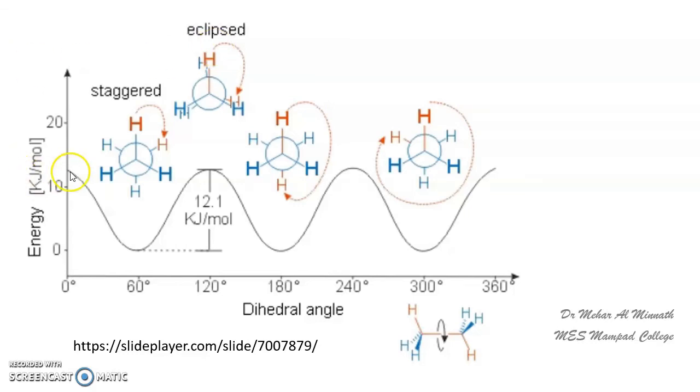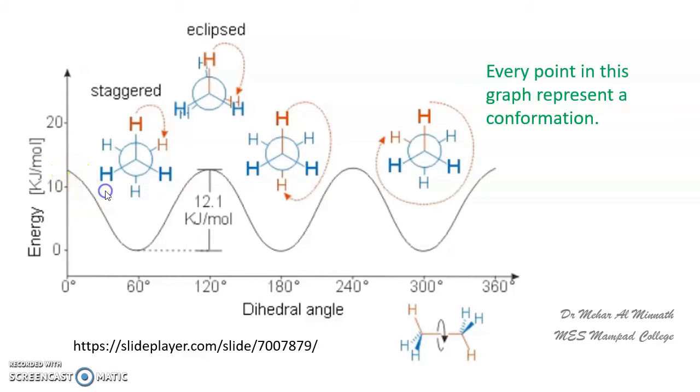Now, every point on this plot, on this energy profile diagram, represents a conformation. So we have seen for every infinitesimal change in the dihedral angle, the structure of the molecule will be different, and so it can be considered as a conformation. So there will be an infinite number of conformations across this plot when you change the dihedral angle from 0 degrees to 360 degrees.